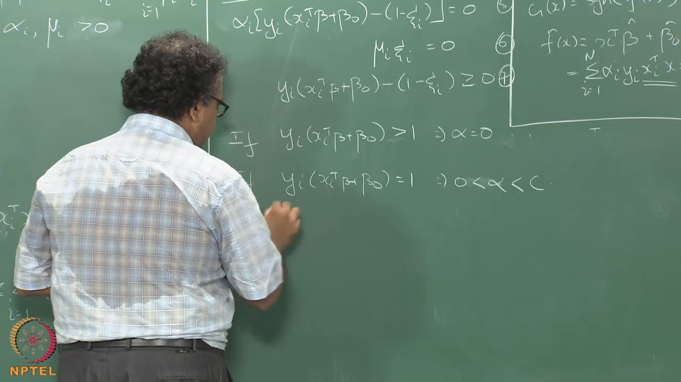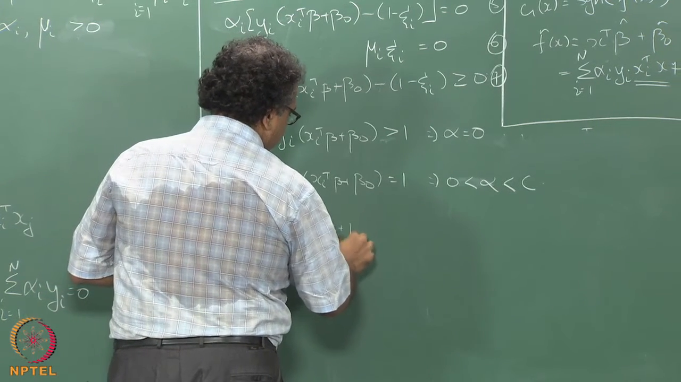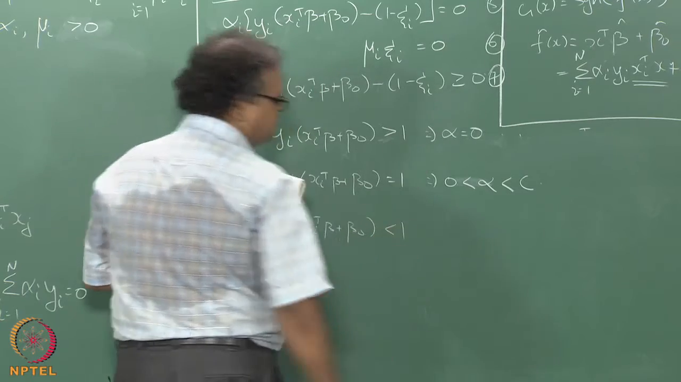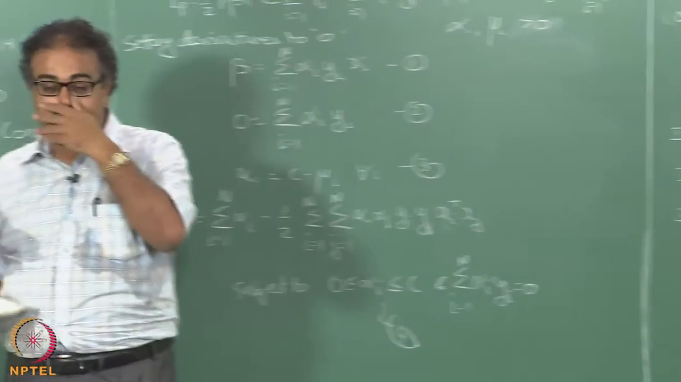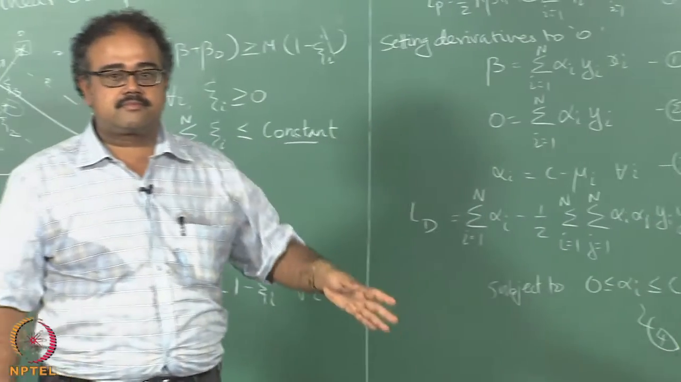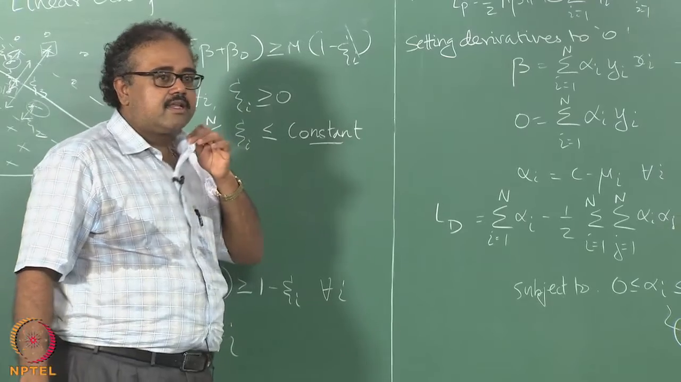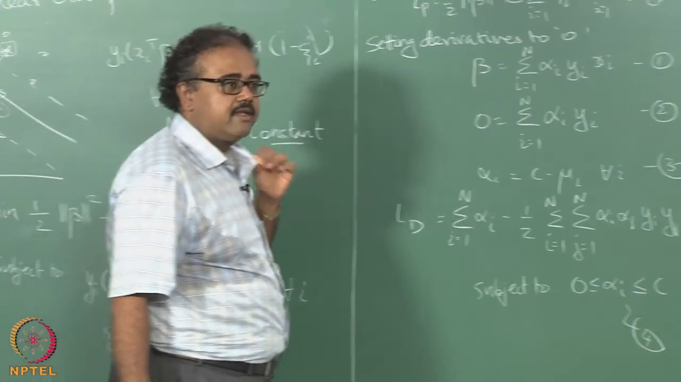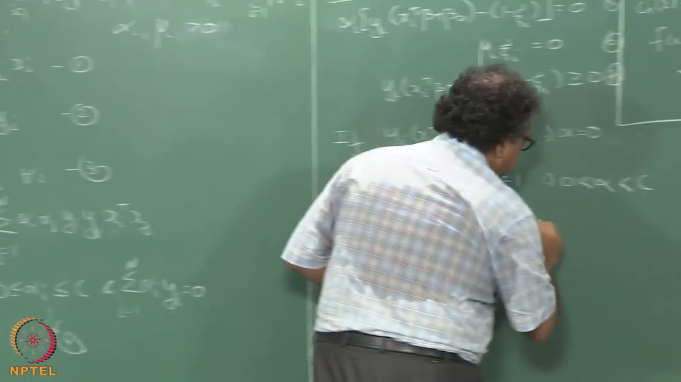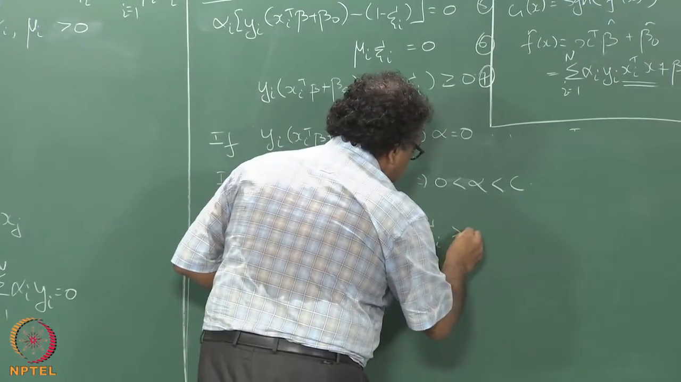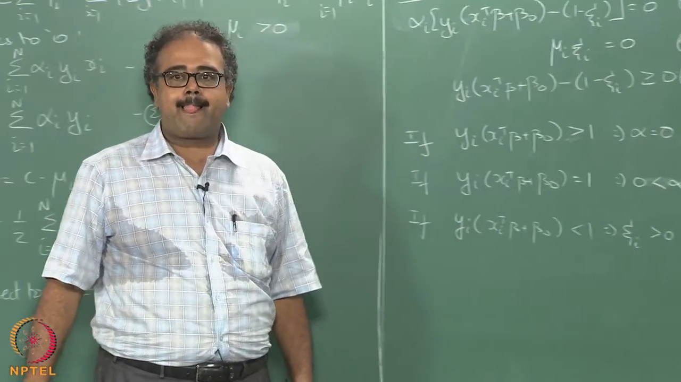Is there a third case? We have to consider the third case now, right? In which case, what will happen? My xi_i will start increasing, right? My xi_i will become non-zero. If xi is non-zero, what does it imply?